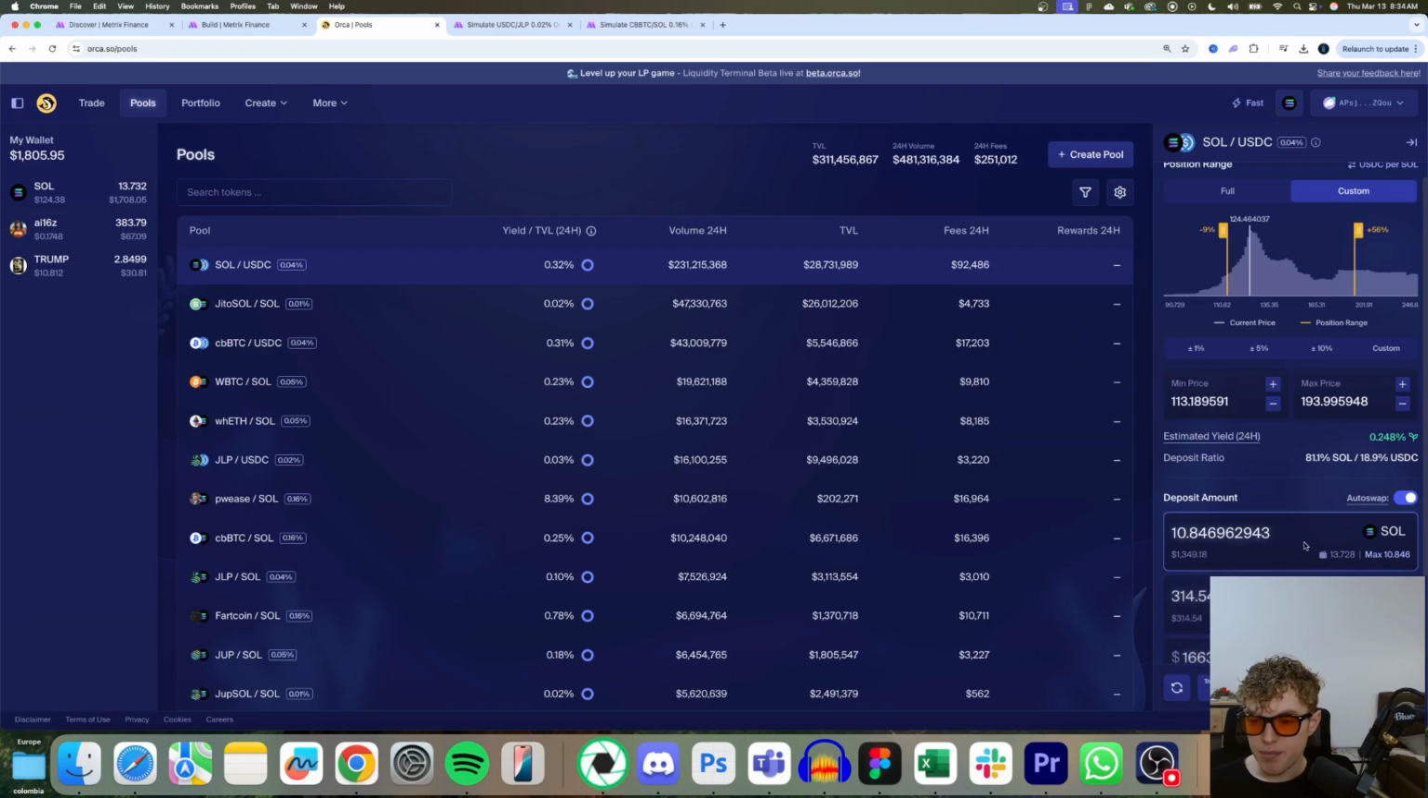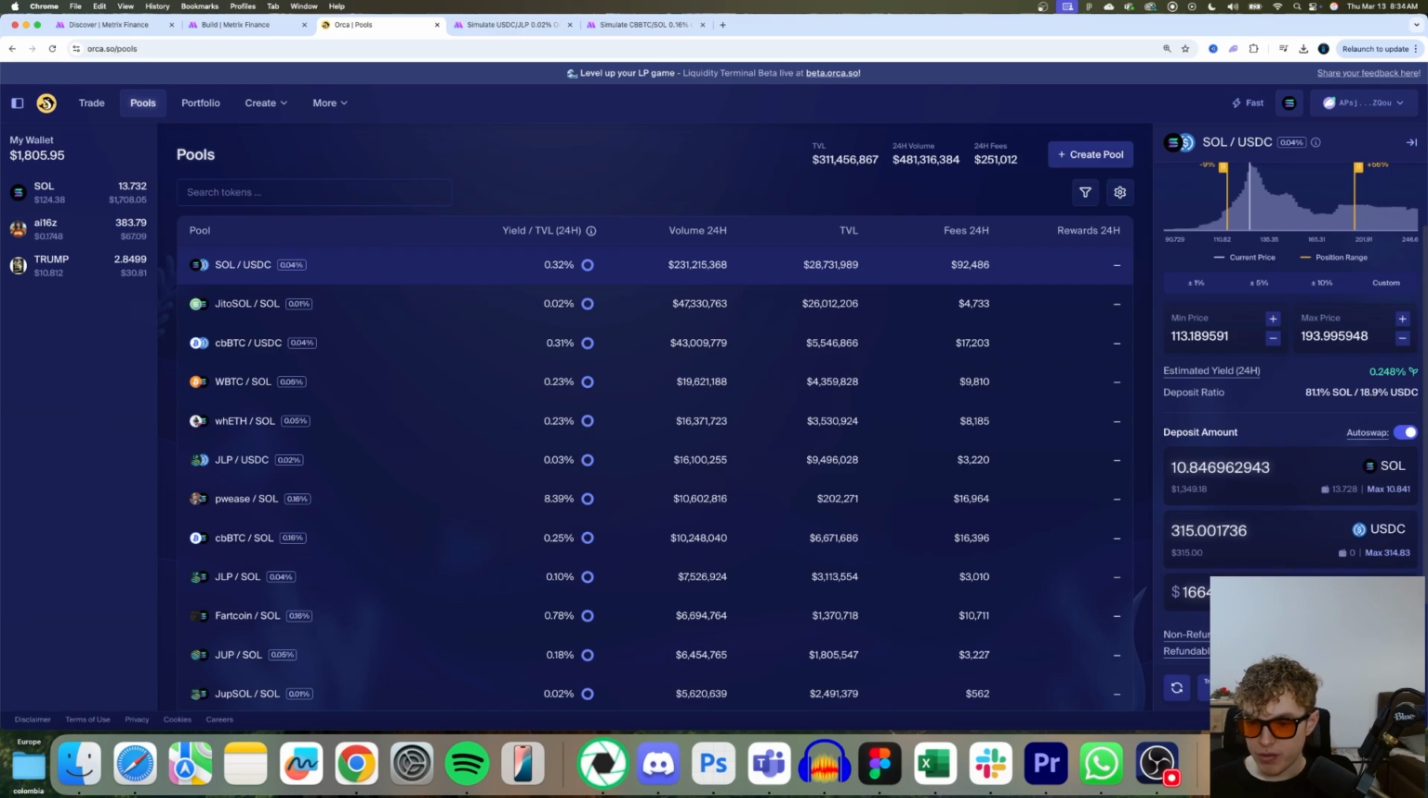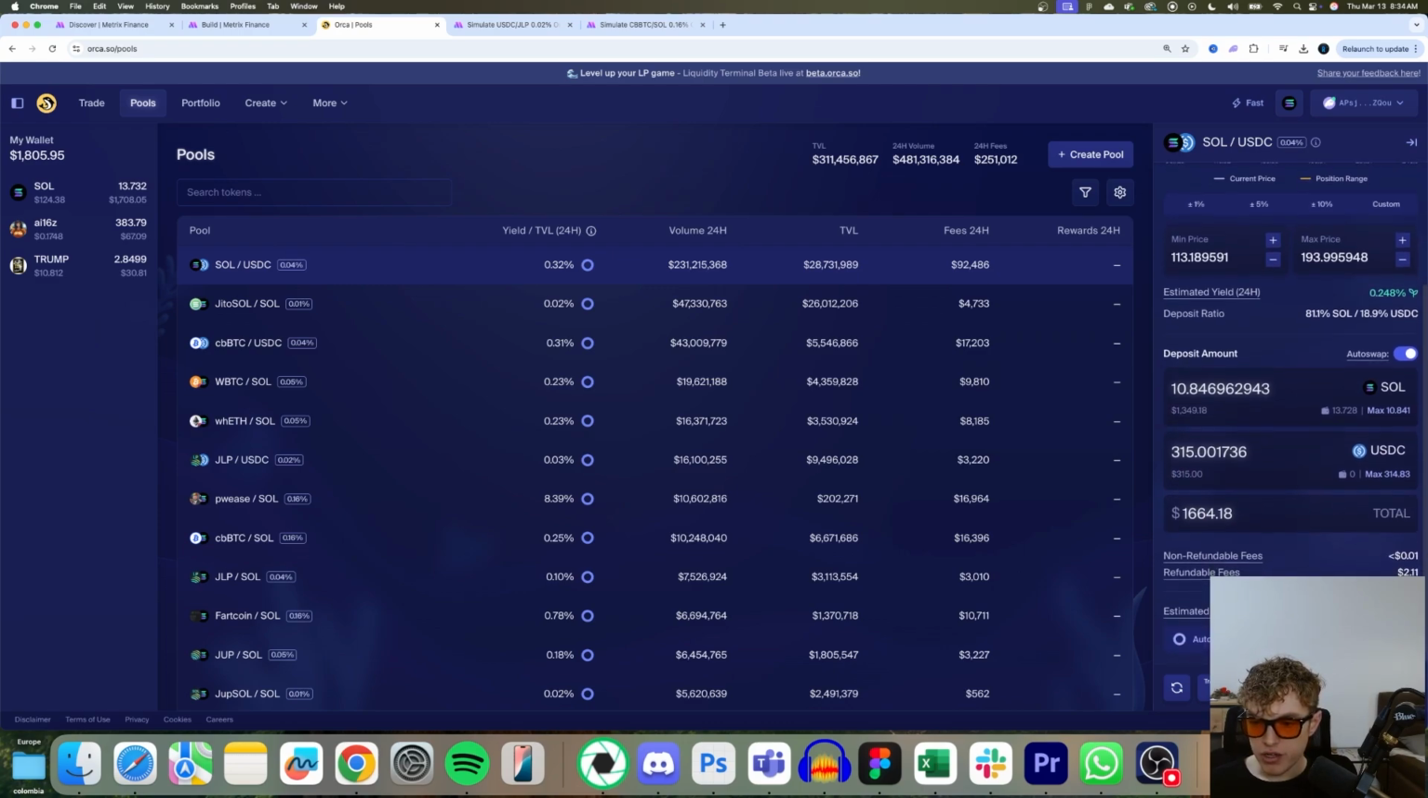So I'm going to type in max Solana, and now it's showing it would take up this much of my wallet. The total would be 1,664, and I'd have about 1.3K in Solana and $300 in USDC. So this is looking good. Let's see the fees. We have about $2 in fees, not bad, and we're estimated to make back double the fees in the next 24 hours. So I'm okay with paying that fee.